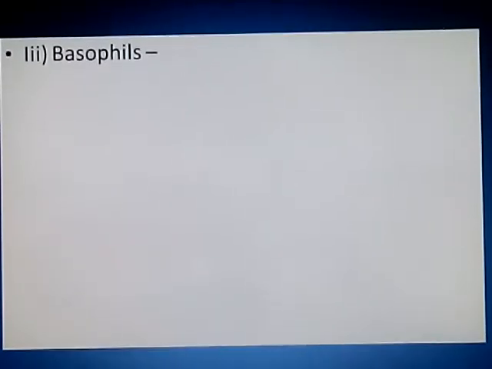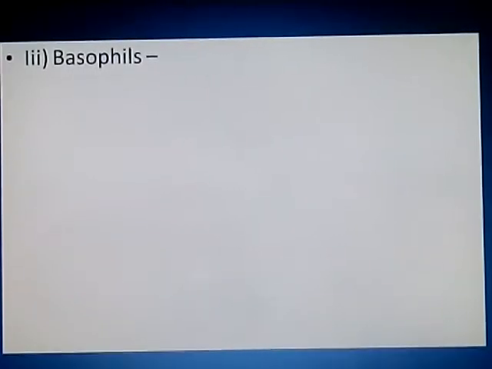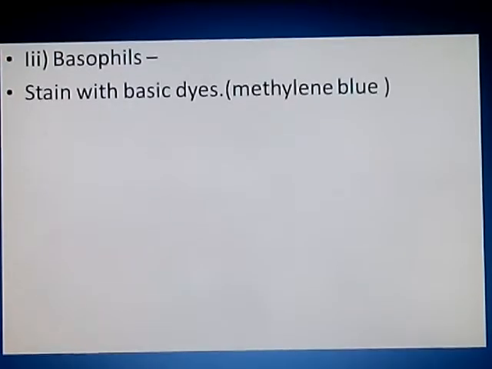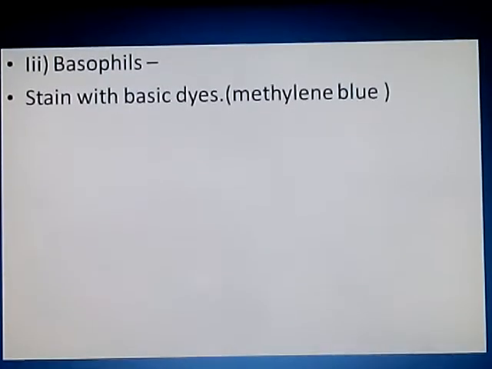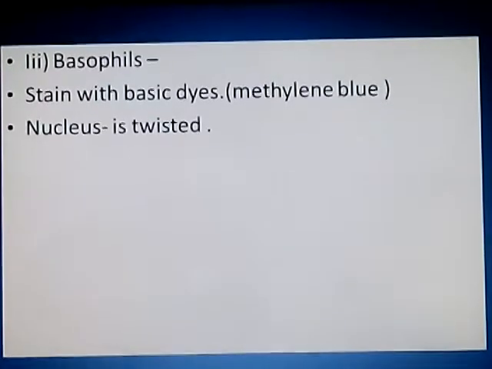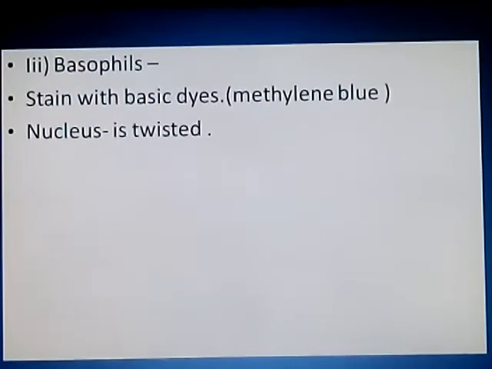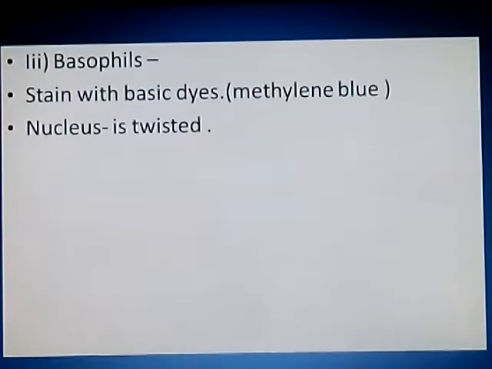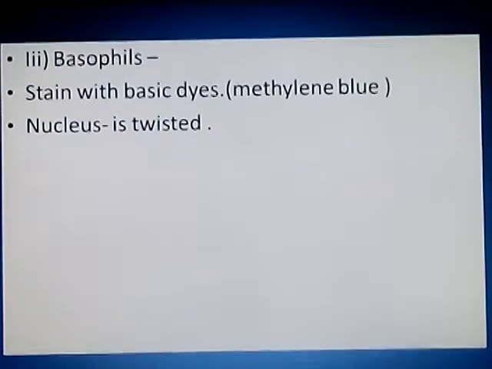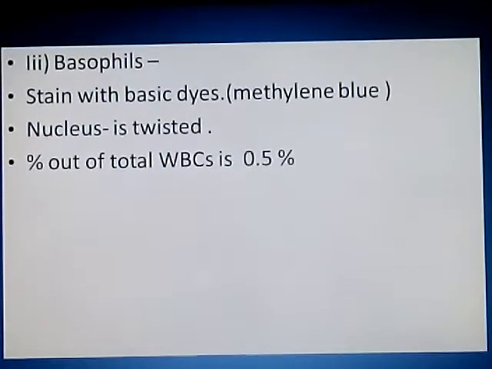Then the third type of granulocyte. This is the basophil. Why basophil? Because the cell can be stained with the help of basic dyes. And an example of a basic dye is what? Methylene blue. So the cell is called a basophil. The nucleus of the basophil is twisted, so that it shows either a Z or S shape.